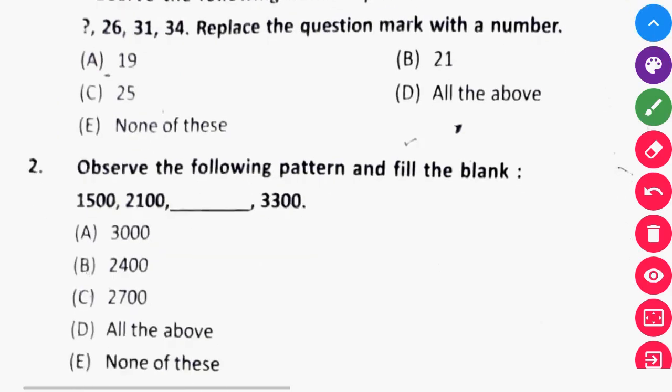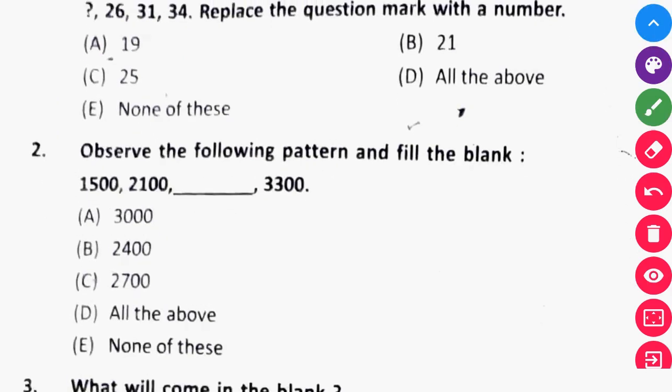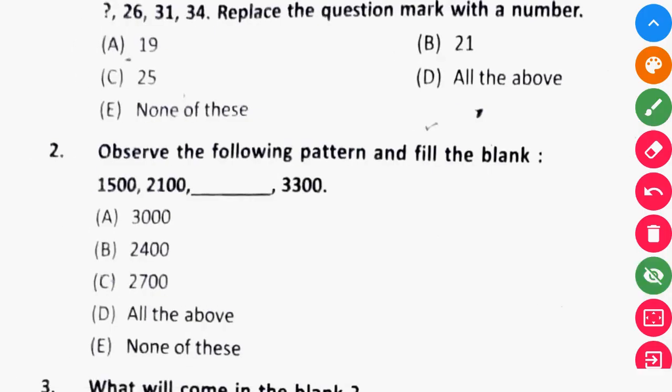Now the next, observe the following pattern and fill in the blanks. The first number is 1500, second number is 2100, third number is missing, and fourth number is 3300. Now see what is the difference between 1500 and 2100. It is there in the table of 3. 3 5s are 15, means 300, 5s are 1500, 300, 7s are 2100.